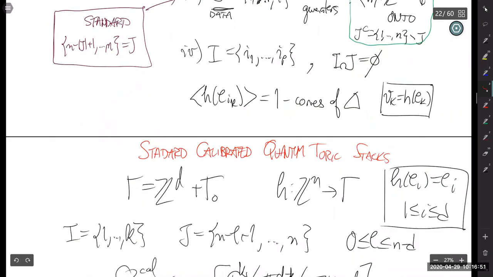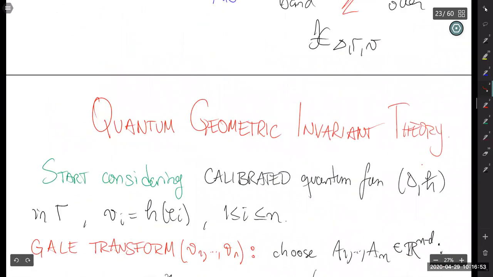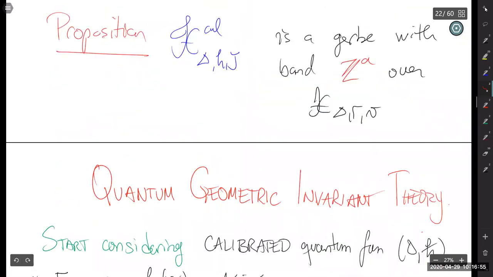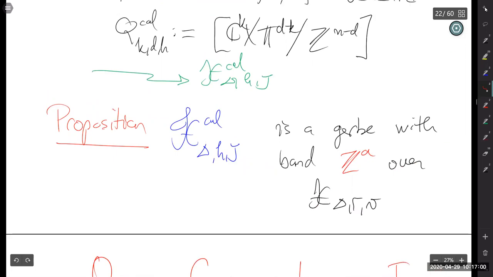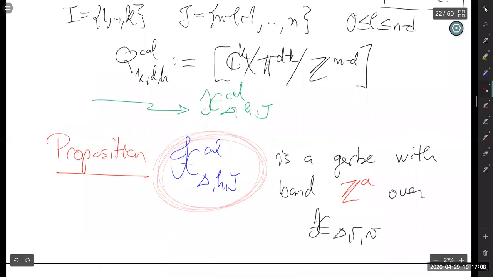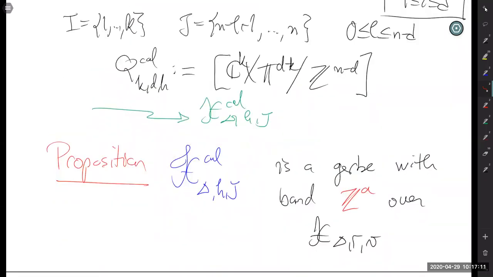In any case, if we just take the lattice, it is the uncalibrated case. If we take this h into consideration, we call it the calibrated. They are slightly different stacks, but one can be recovered from the other, because the calibrated stack is a gerbe with band Z^A over the non-calibrated stack.